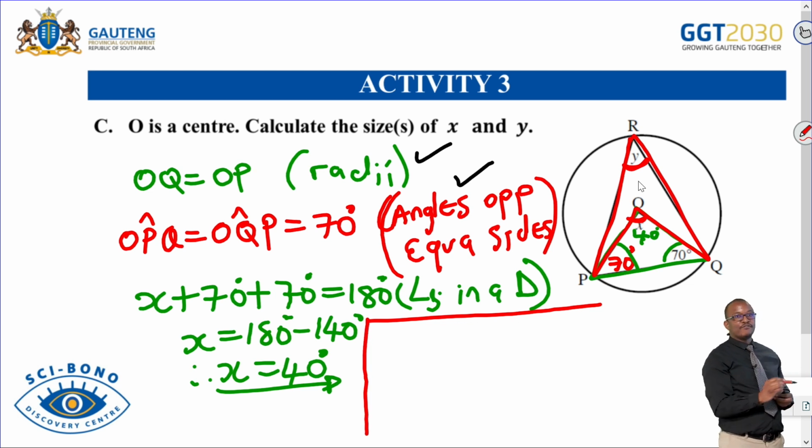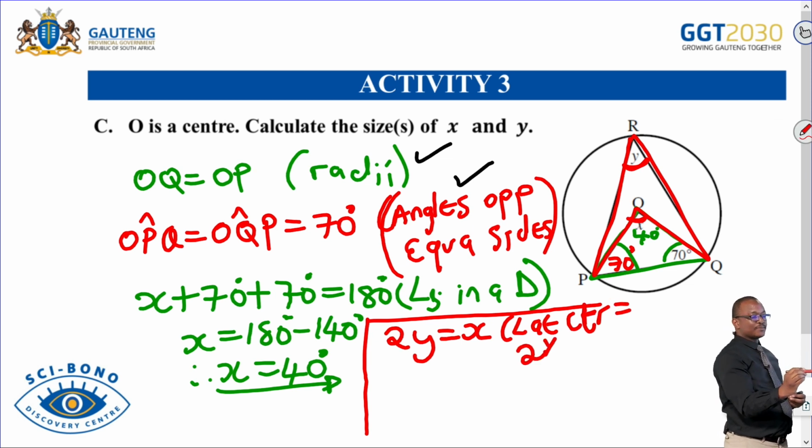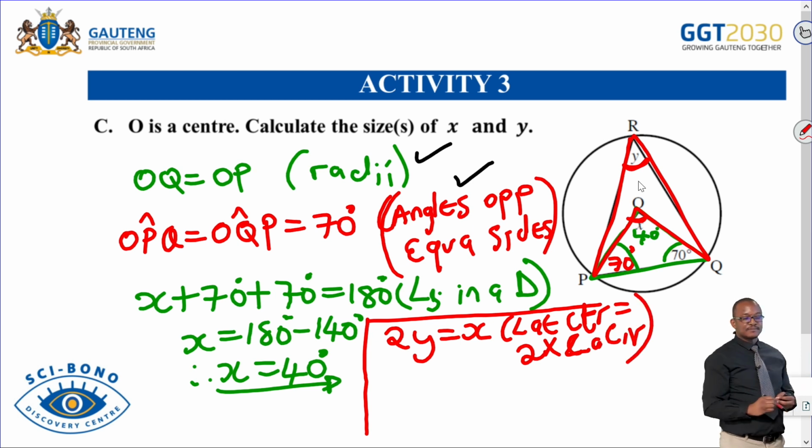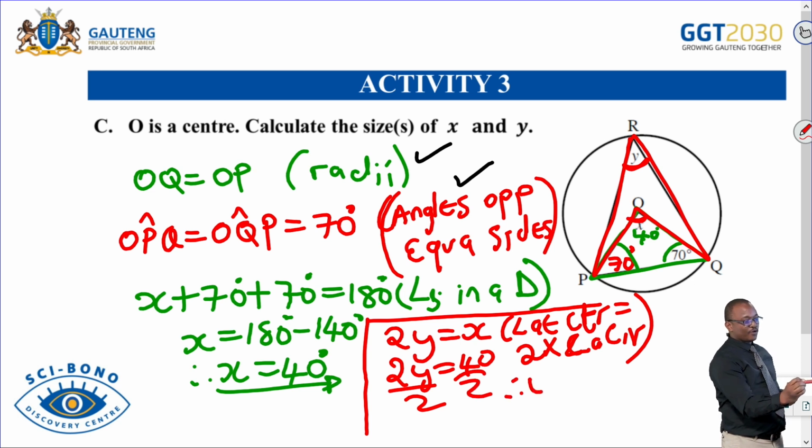So we're going to have 2 of y is equal to x. Then this is angle at center. Angle at center is equal to 2 times angle at circumference. Correct. So now, 2 of y is equal to 40. We divide both sides by 2. Therefore, your y is going to be 20 degrees.